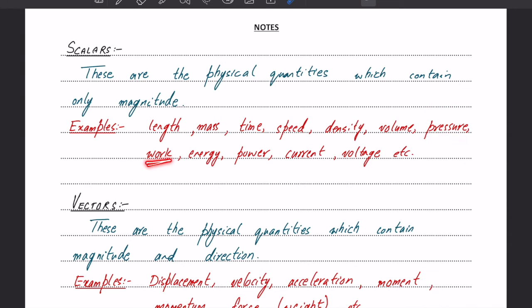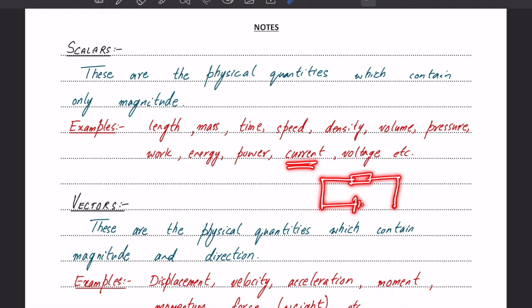Similarly, if you look at work and you identify work as the product of force and displacement, where force and displacement both are vector quantities, then you might probably think that it is a vector quantity, but actually it is not a vector quantity.